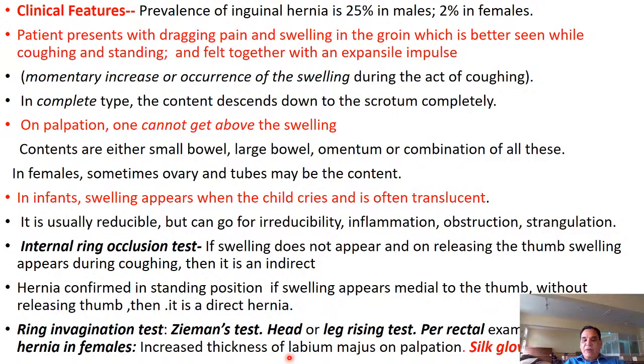And in hernia in females, what do you see? A thickening of the labium majus. There is a classical sign which is called the silk glove sign. What is this sign? If you palpate by the side of the pubic tubercle, the empty hernial sacs will be palpated like multiple silk sari layers. It will be rough over your finger, but you can palpate them. That is called the silk glove sign, as if you are wearing gloves made of silk material. Understand? So this is regarding the clinical features.